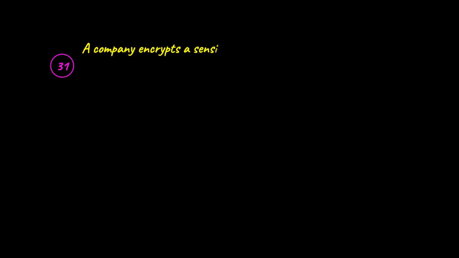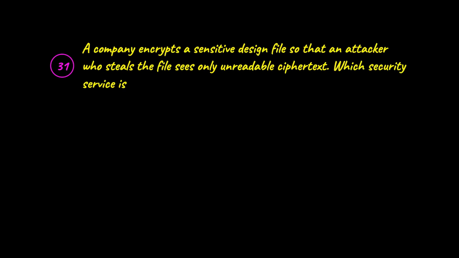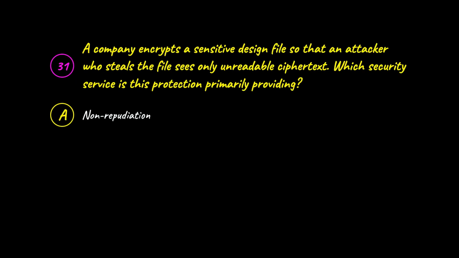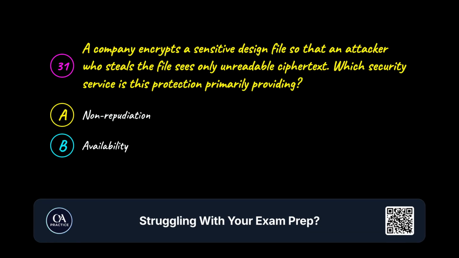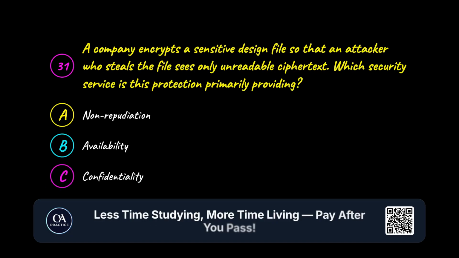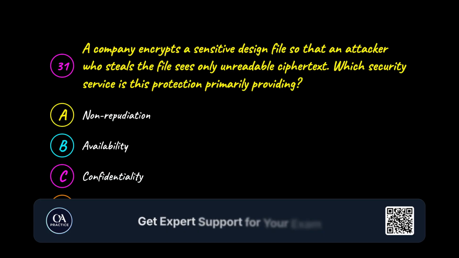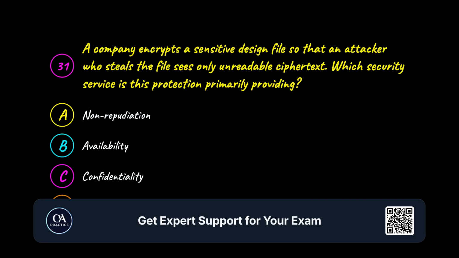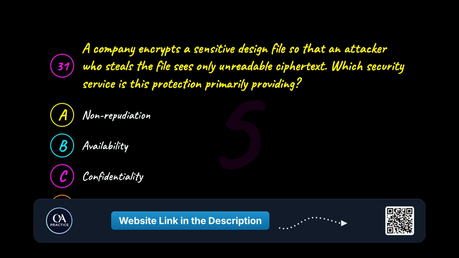Question 31. A company encrypts a sensitive design file so that an attacker who steals the file sees only unreadable ciphertext. Which security service is this protection primarily providing? Your options are A. Non-Repudiation, B. Availability, C. Confidentiality, D. Integrity. Don't overthink it. Which one feels right?